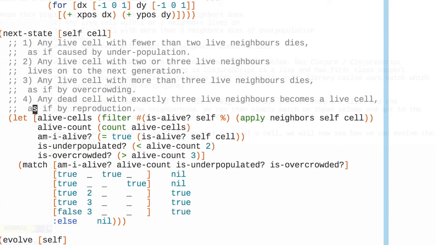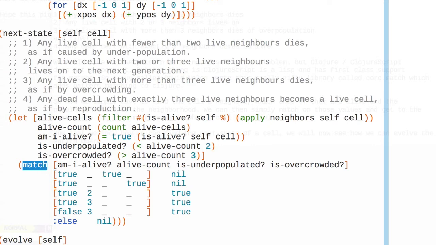As we saw earlier, we would like to use pattern matching to solve this problem, but Clojure or ClojureScript does not support it. But the thing with ClojureScript is that it is a Lisp and it has first-class support for macros. So a guy called David Nolan, whose name you will hear quite a lot of times working with ClojureScript, wrote this really nifty library called core.match, which adds pattern matching to Clojure and ClojureScript.